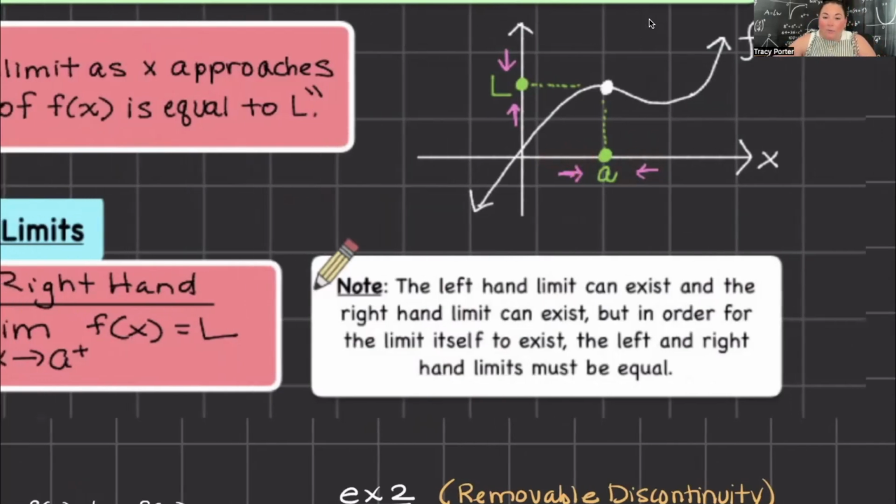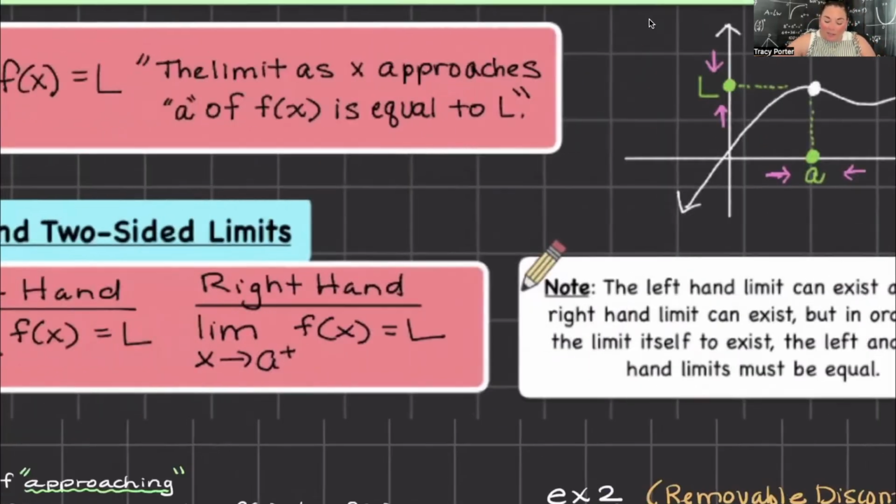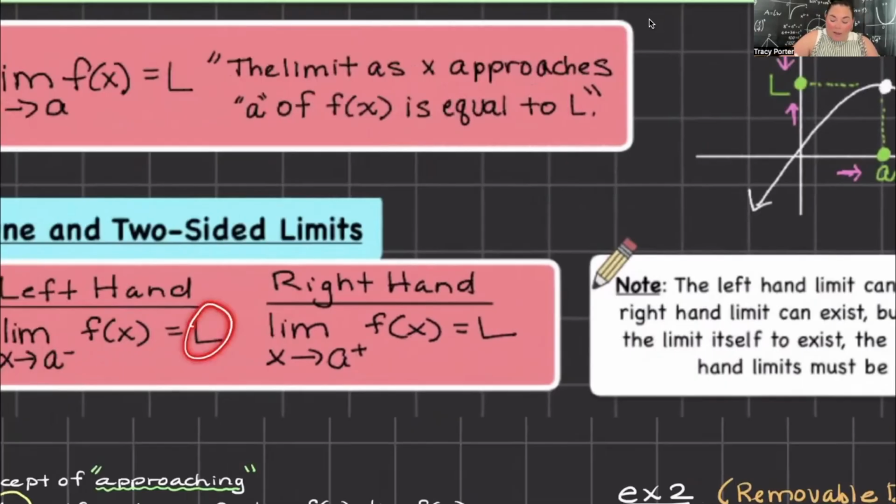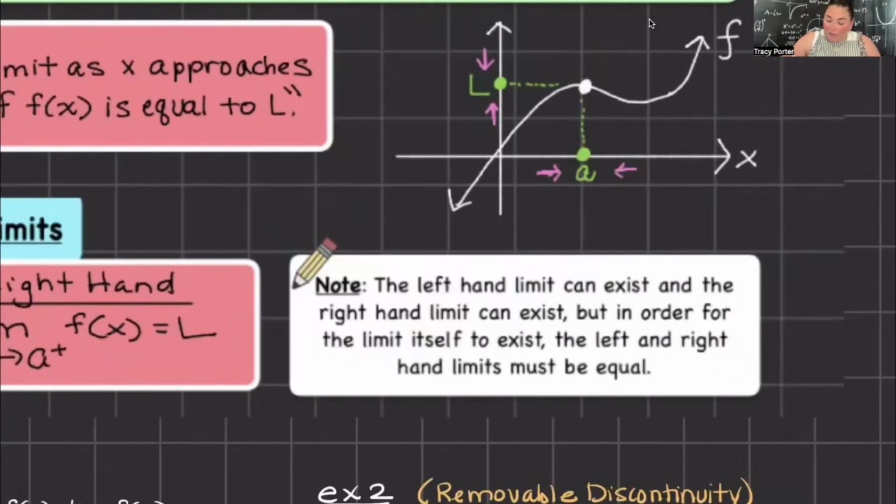Now, a left and right hand limit can both have their own values. They're not always equal to the same number. This could exist and have a value, and this could exist and have a value. But the note here says that in order for the actual limit to exist, those two values need to be the same. The left and right hand limit need to be the same.